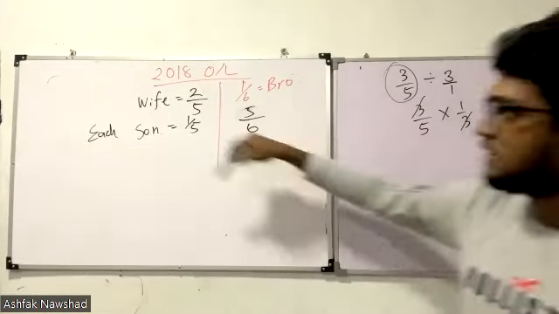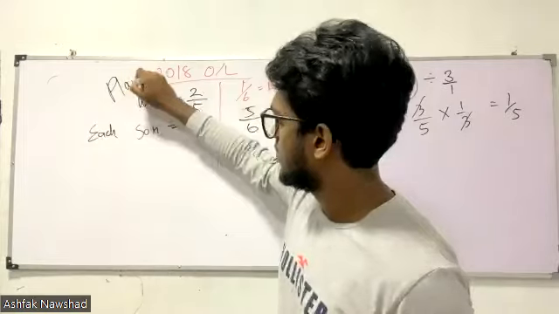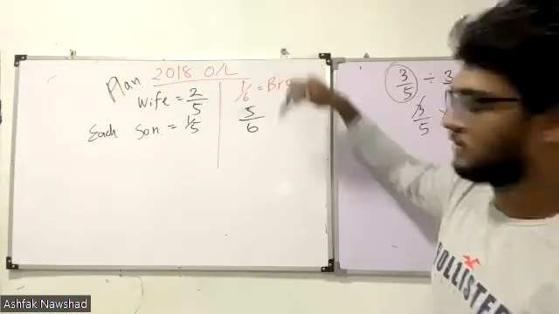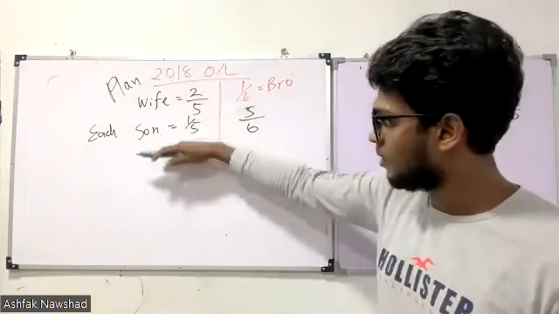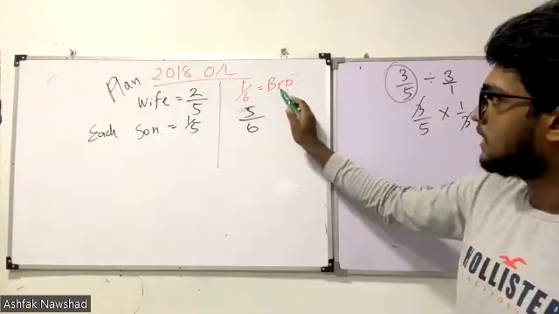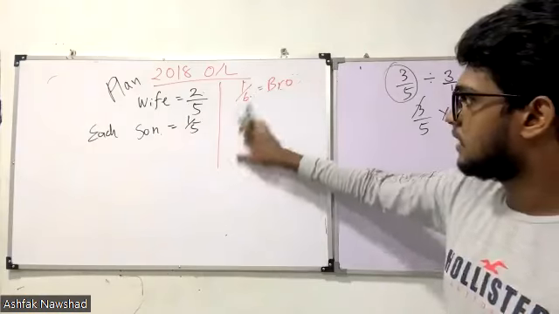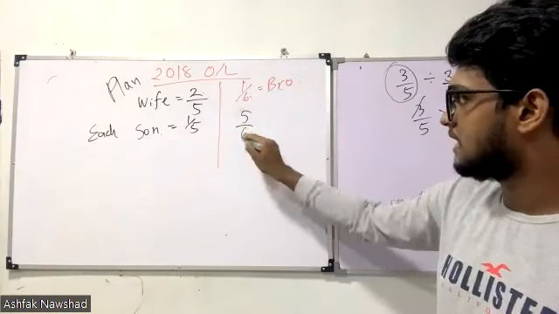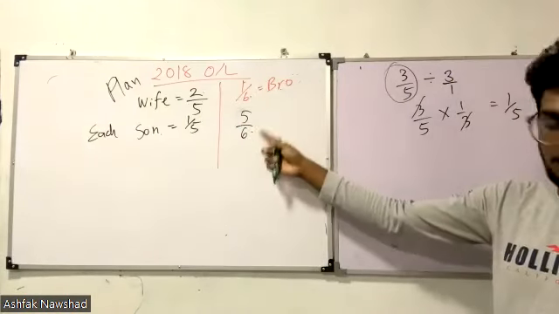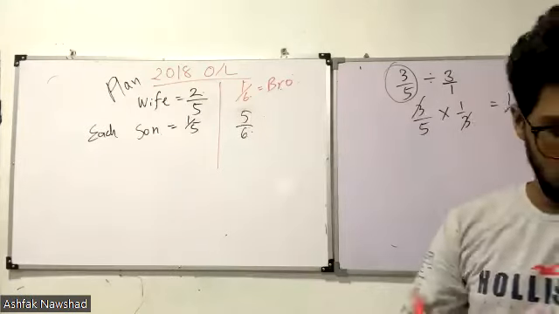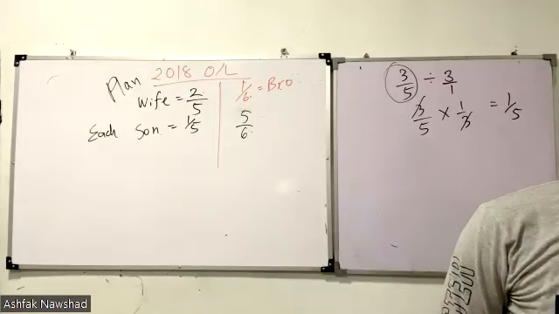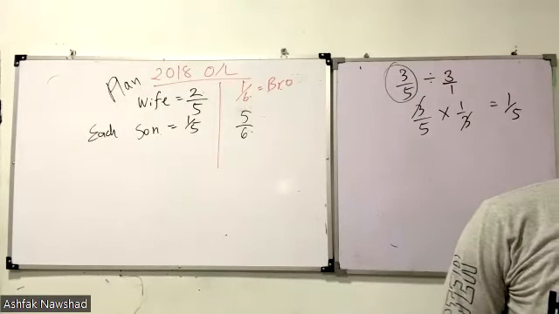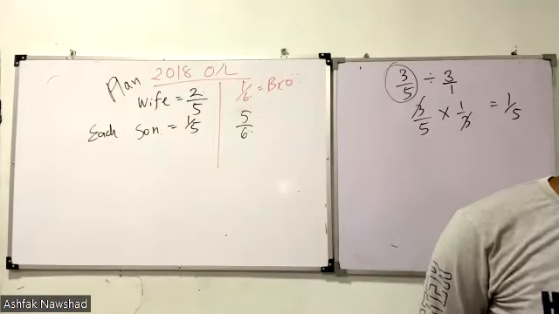Now this is what happened. This was his plan. But this was what happened. This was the plan. This didn't go as planned. What happened? The brother received 1/6. So he has been left with 5/6. The man is left with 5/6. Right? The remaining.